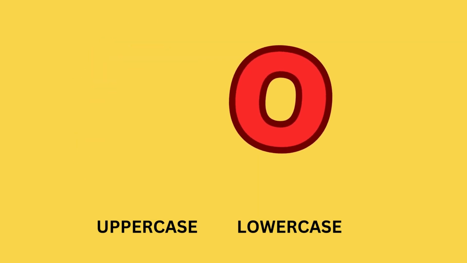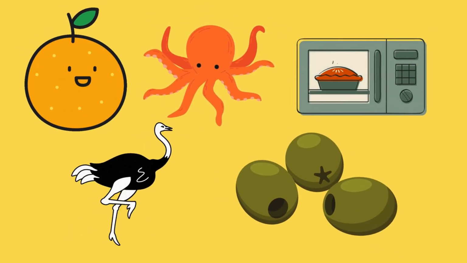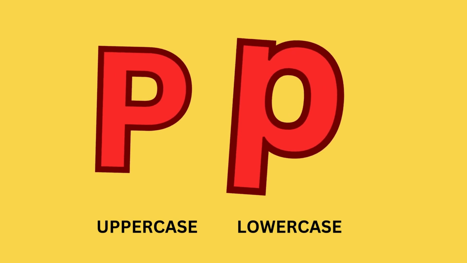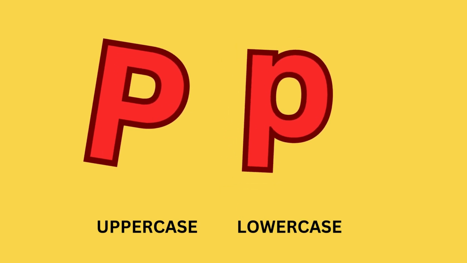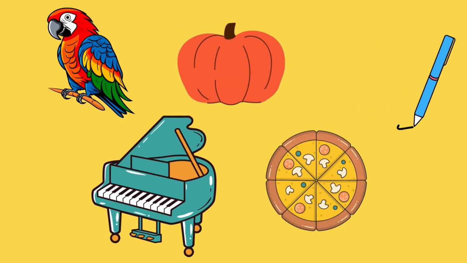O for orange, O for octopus, O for oven, O for ostrich, O for olive. P, this is uppercase P, this is lowercase p. P for parrot, P for pumpkin, P for pen, P for piano, P for pizza.